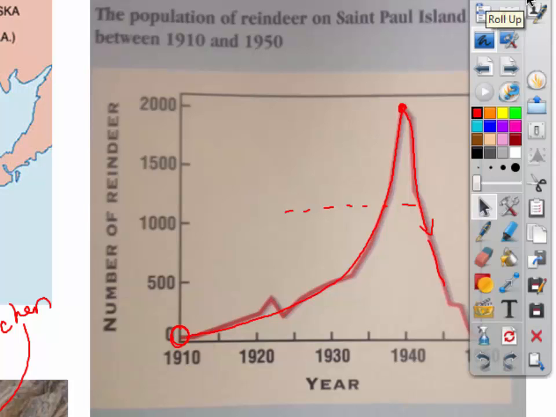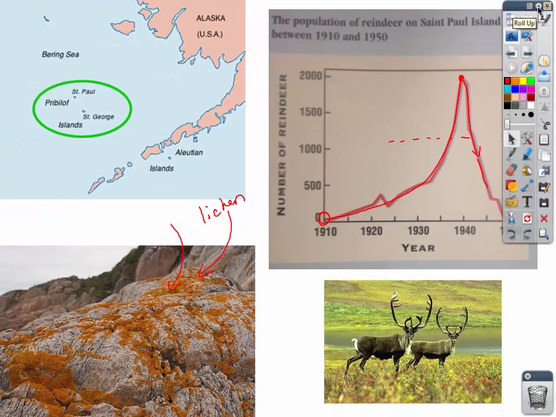Management came in and made sure that there was enough food for the population, restabilized it, and today it's at about 500. We're back up to about 500 reindeer on St. Paul Island. But what this does is it provides us a nice case study in a limiting resource, but an overshoot of the carrying capacity, and we get to see an overshoot and a dieback.